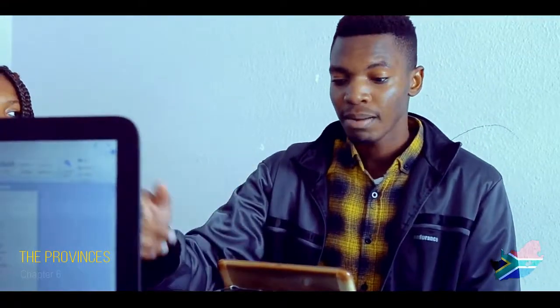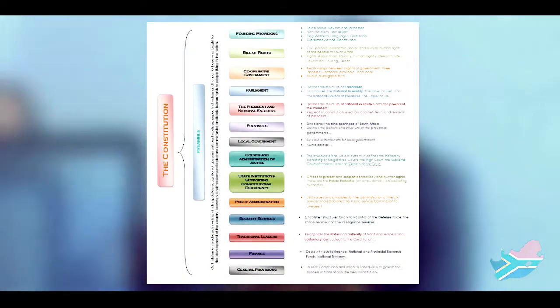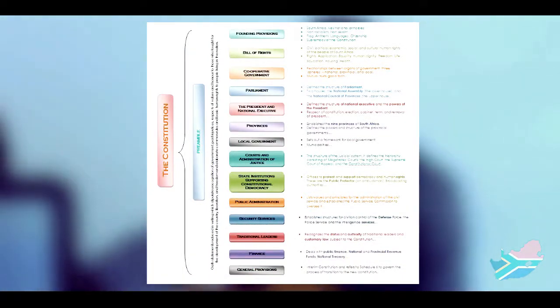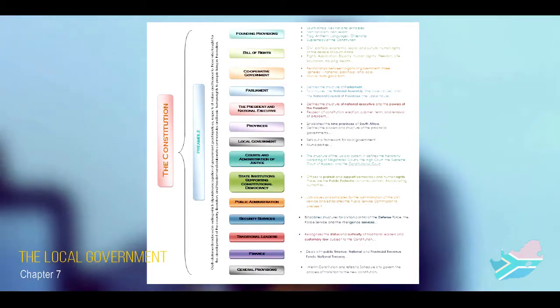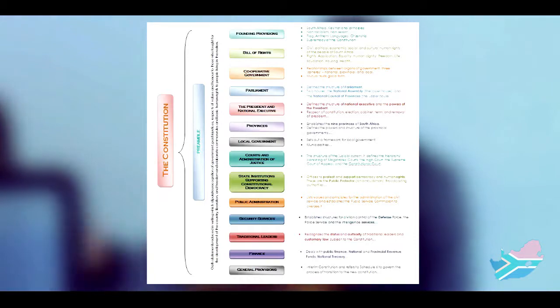This section established the relationship of the lead in between the provinces. We have Western Cape, Eastern Cape, and other provinces. So it defines the powers and structure of provincial government. And we got the local government, which sets out a framework of the local governments and municipalities.